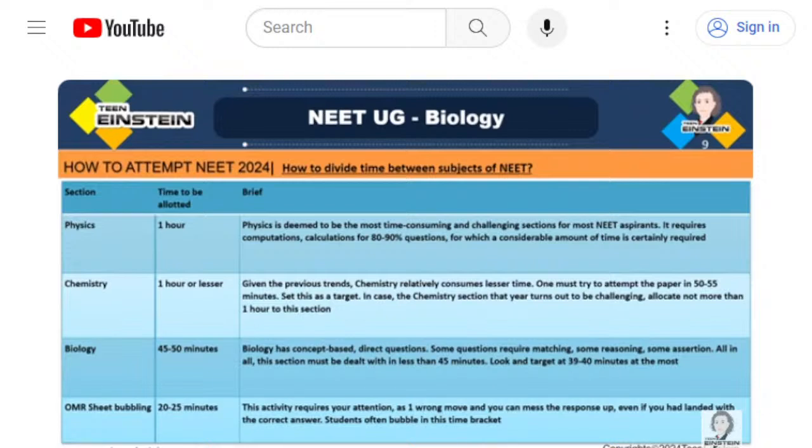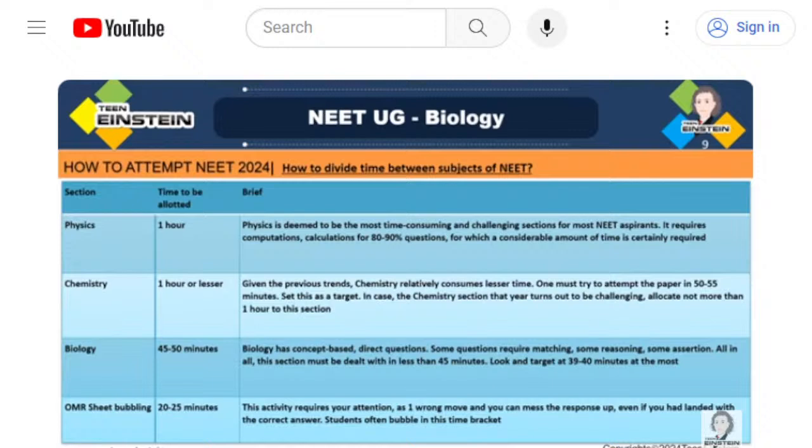Then OMR sheet bubbling. See, this OMR sheet bubbling, you have to give clear attention, because one wrong move, you know the correct answer, and if you're not bubbling it rightly, that will give a minus 1 mark, right? So students, you should keep a time frame for all these things.